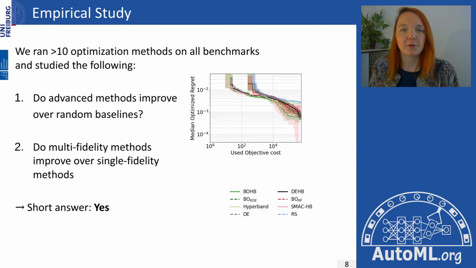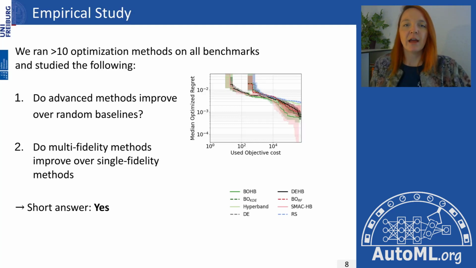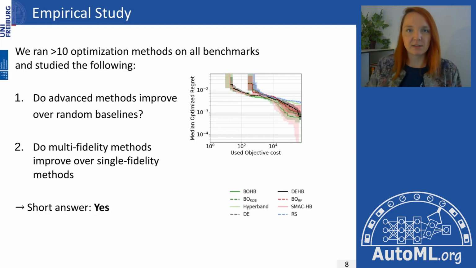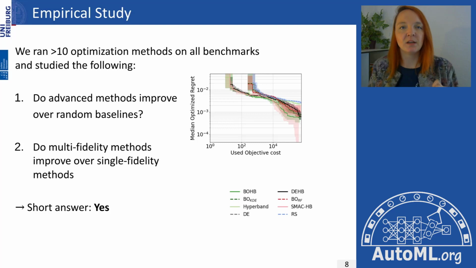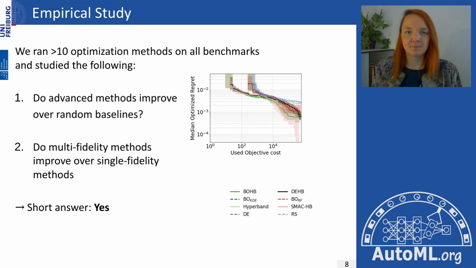Finally, our empirical study. We conducted a large-scale study with more than 10 optimization methods and asked 2 exemplary research questions. Do advanced methods improve over random baselines? And are multi-fidelity methods better than single-fidelity methods? On the right, you can see an example plot for a single benchmark. But in the paper, we have much more plots, results, and tables. The short answer to this question is yes. But for the longer answer, I recommend to read our paper or come talk to us at the poster.